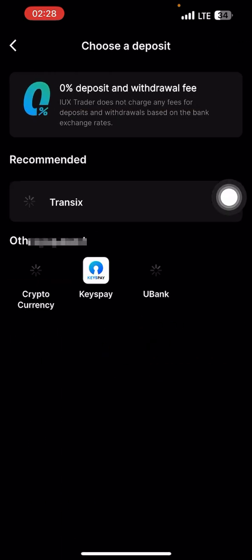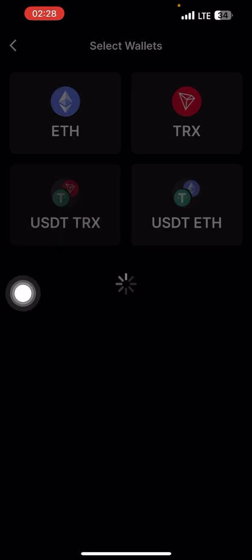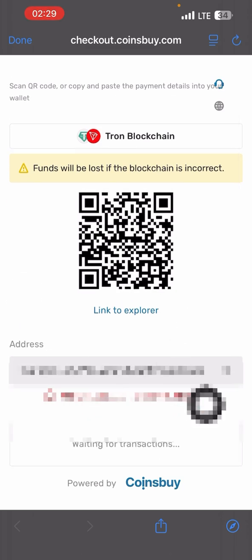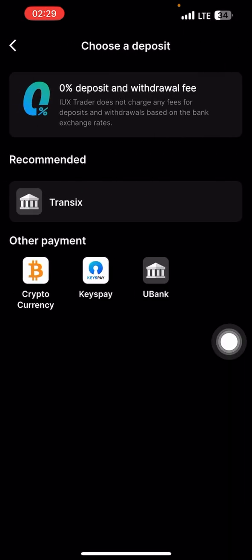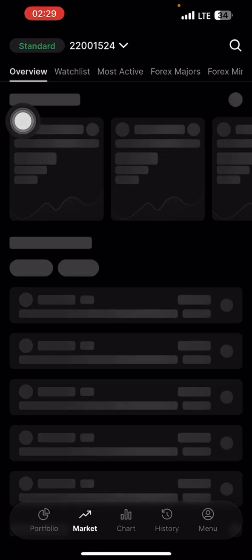If you click on deposit now, you can deposit through crypto, local banks, or transfer. Since I'm a crypto person, I'll search crypto here and choose USDT TRX. It will take you to the checkout. Then you copy the address here, go to your crypto wallet and do your deposit, and you'll see it reflect in your account here. Because this was a new account, when I deposit, it will reflect here. When it reflects, I can go to the market to start trading.